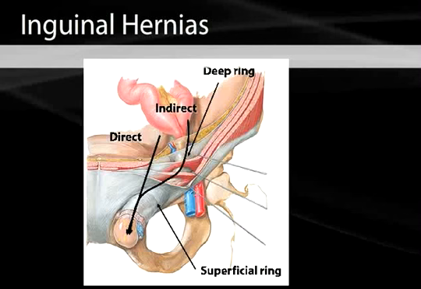A direct inguinal hernia will push lateral to the conjoint tendon, straight out through the anterior abdominal wall and out through the superficial ring. It has a more direct path.